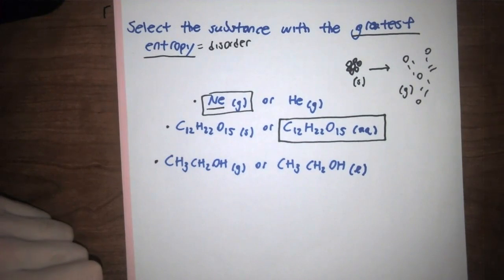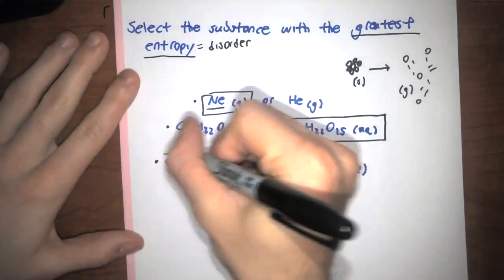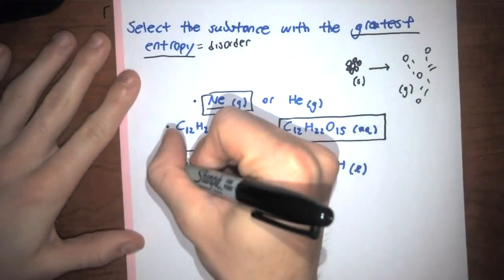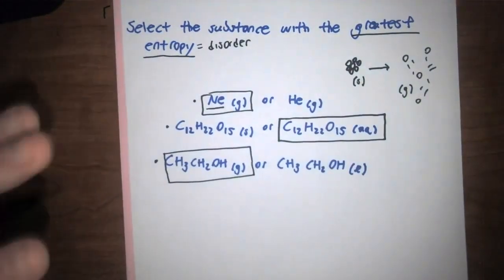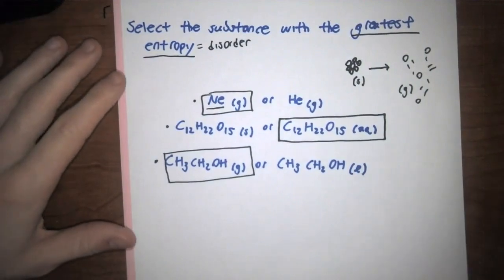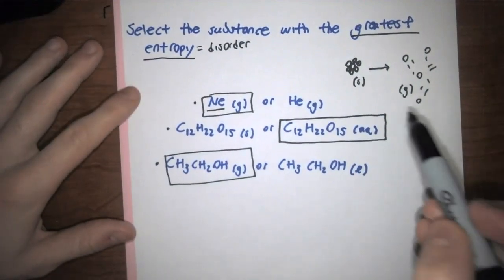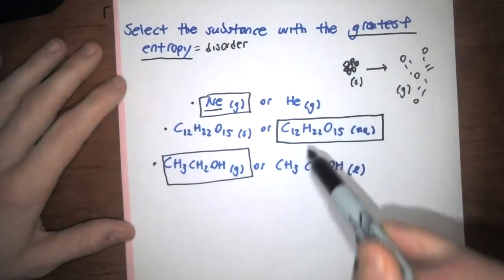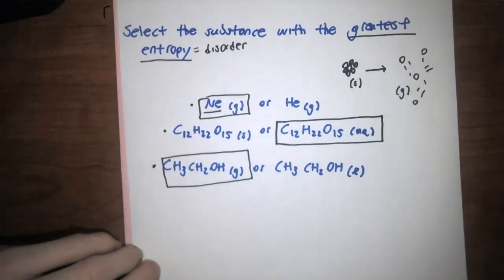CH3CH2OH as a gas, or the same thing as a liquid? Well, we already answered that. We know it's the gas because gas particles can spread out more and have greater disorder than the liquid. So all I'm trying to get you to think about here is order versus disorder and kind of periodic trends and phase trends.